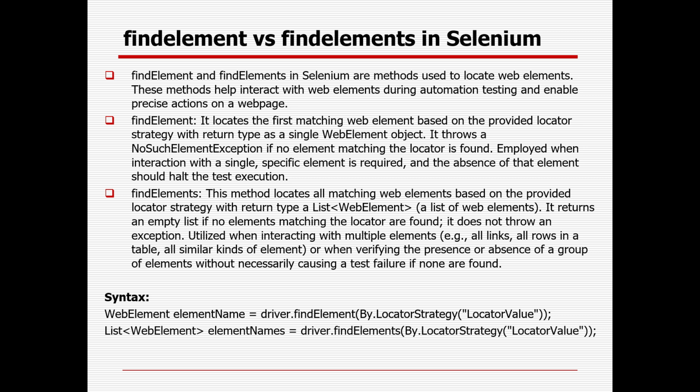So the findElements method locates all matching web elements based on the provided locator strategy, with the return type as a list of web elements. It returns an empty list if no elements matching the locator are found. It does not throw an exception. It will be utilized when interacting with multiple elements like links, all rows in a table, all similar kinds of elements, or when verifying the presence or absence of a group of elements without necessarily causing a test failure if none are found. So this is the primary difference between findElement and findElements.